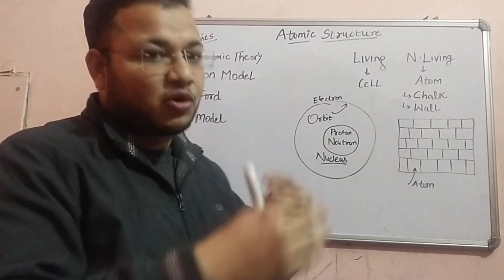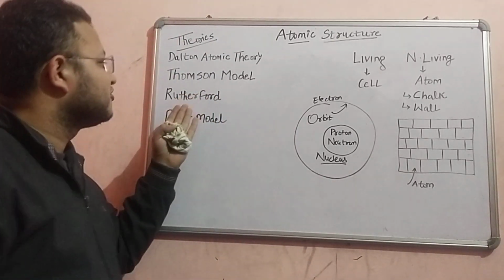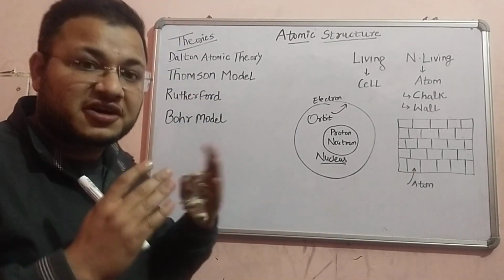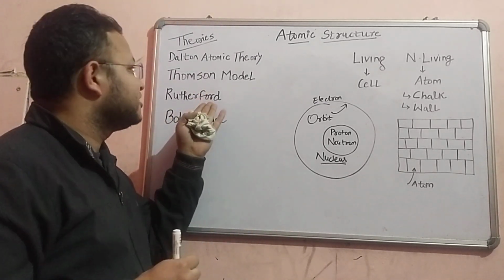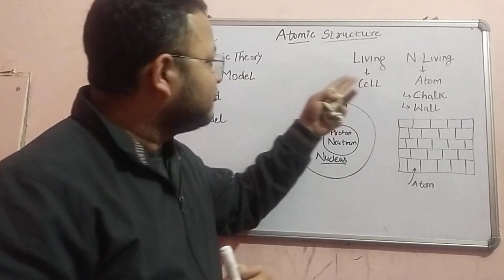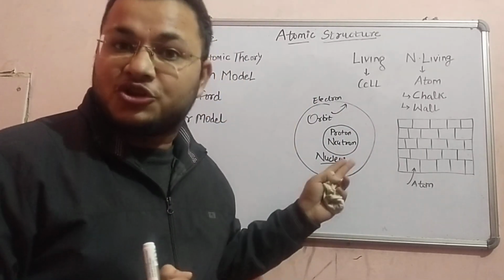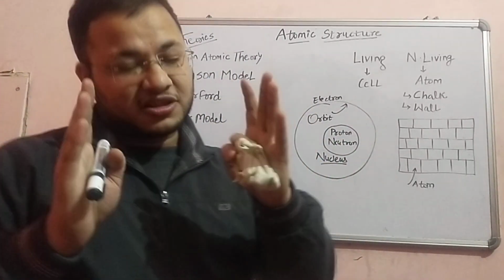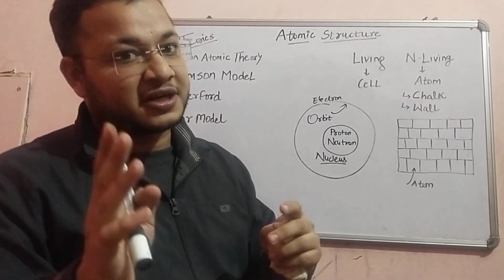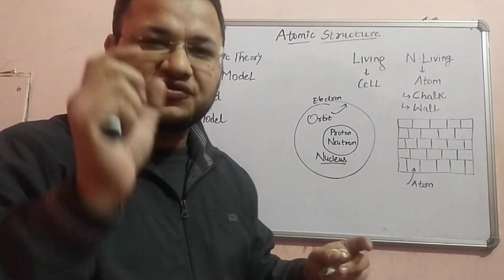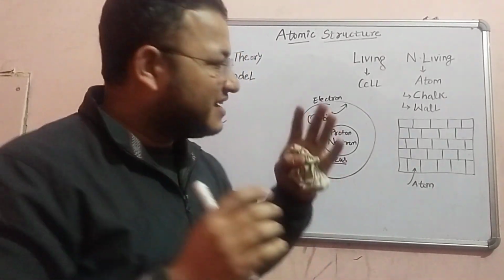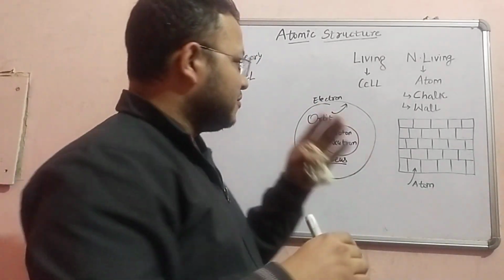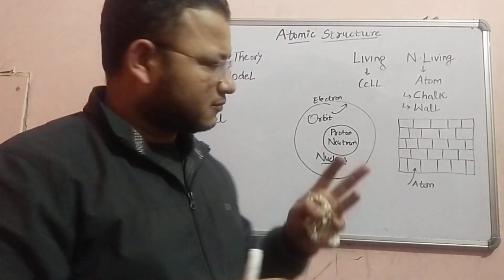Then another model came, the model of Rutherford. Rutherford said the Thomson model was not correct, because the electron revolves around the nucleus. One more thing Rutherford explained is that most of the atom's weight is contained inside the nucleus. The main weight of the atom is because of the protons and the neutrons.